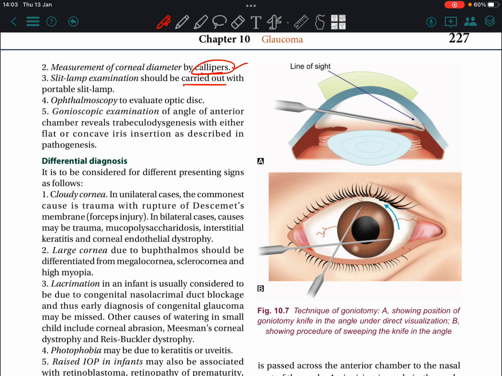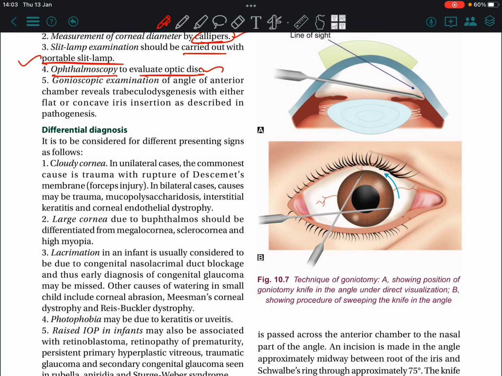Slit lamp examination should be carried out with a portable slit lamp. Ophthalmoscopy to evaluate the optic disc, and gonioscopic examination of the angle of the anterior chamber reveals trabecular dysgenesis with either flat or concave iris insertion, as described in pathogenesis.